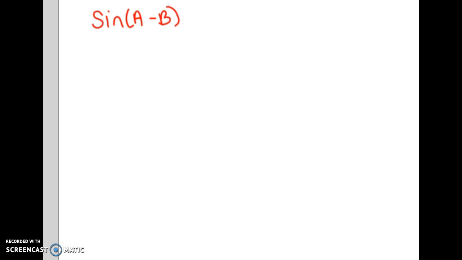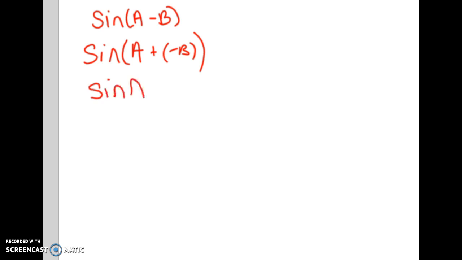All right, ready. Sine of A minus B is the same as sine of A plus negative B. True? Sine of a sum formula says that this would be sine A, then what? Maddie? Cosine of negative B. Right? Okay, what's the next? And it's a plus in between that. And what do I have next? Sam? Plus cosine A. Yep. Sine of negative B.